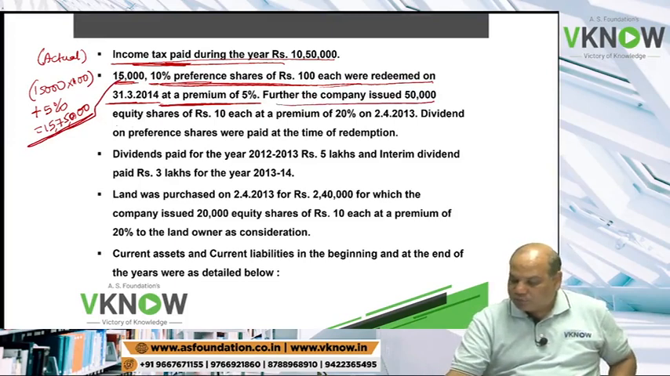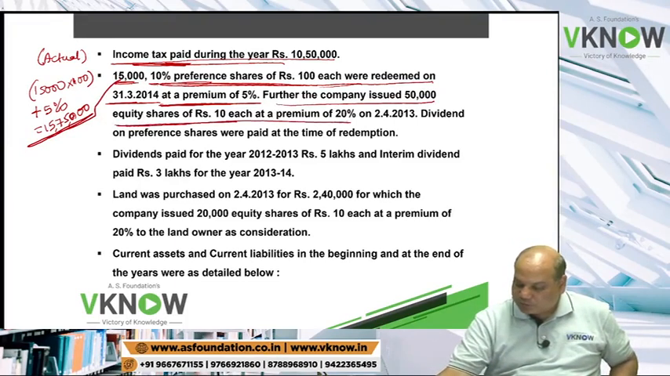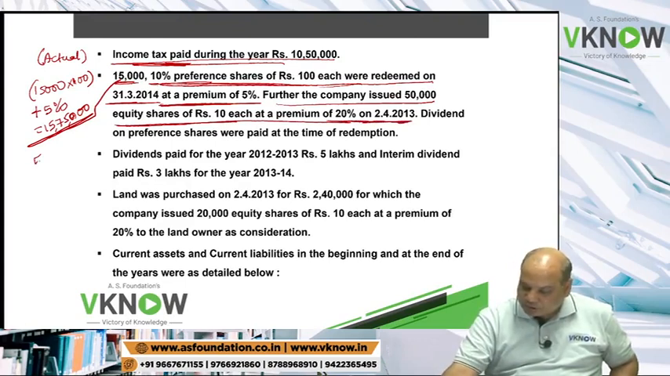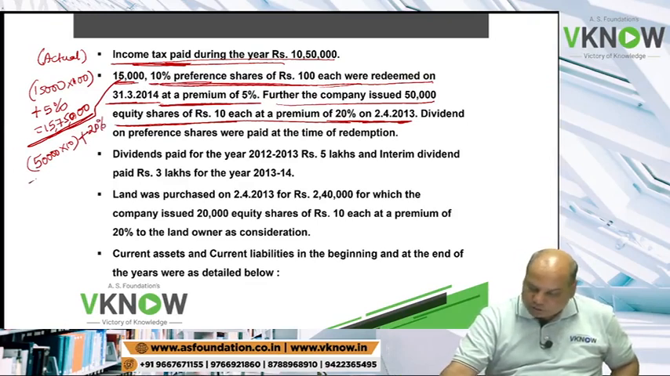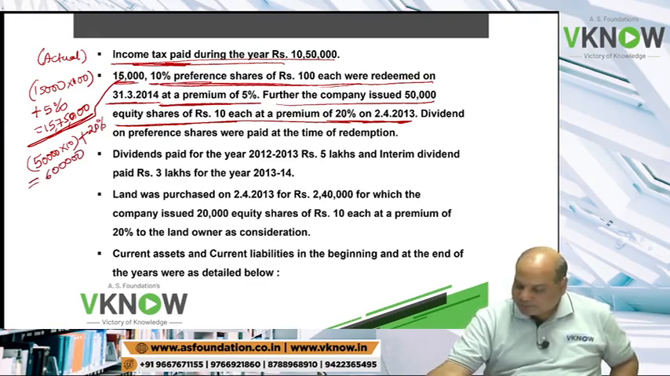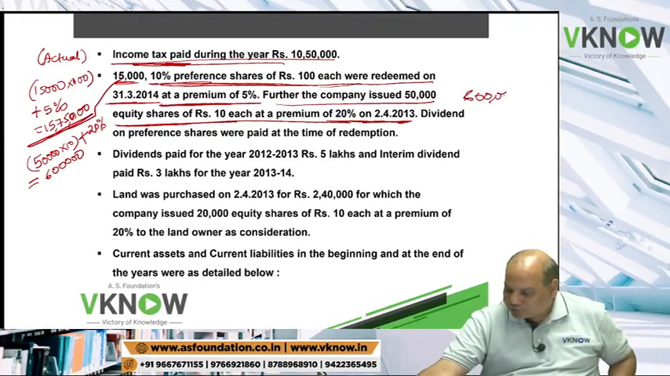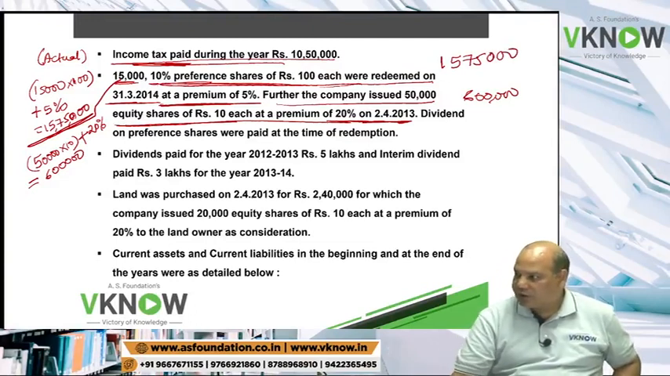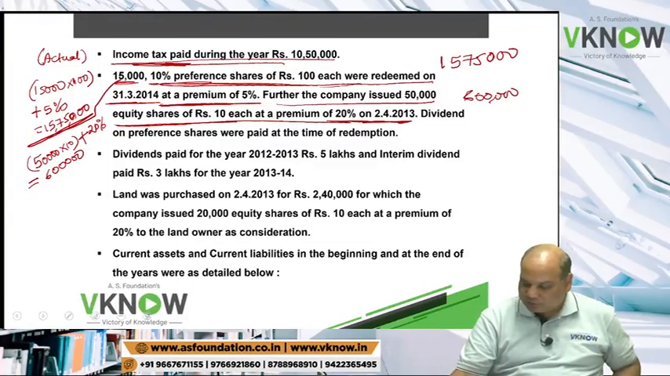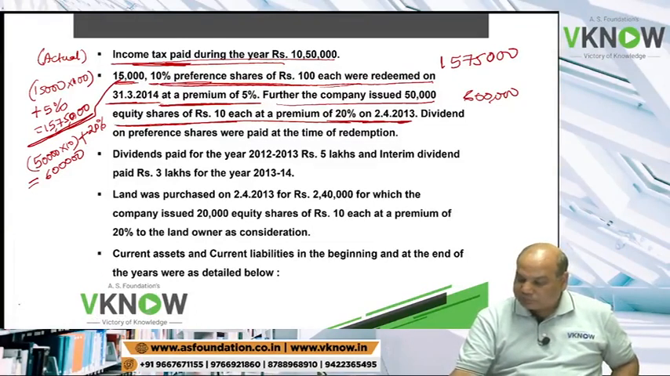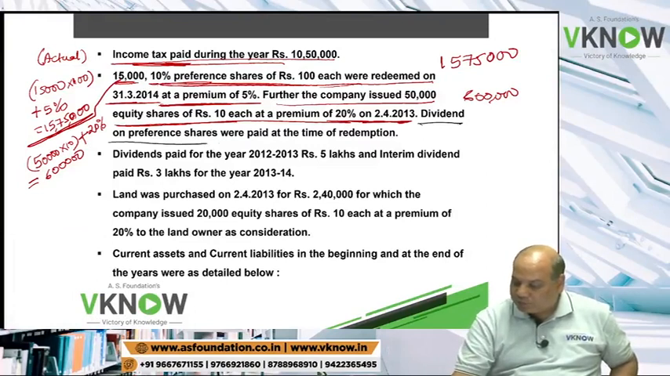Further, the company issued 50,000 equity shares of rupees 10 each at a premium of 20% on 2nd April 2013. So the company has issued equity shares 50,000 into 10 plus 20% premium. So equity share issued 6 lakh. Preference share redeemed 15 lakh 75,000. Next point, dividend on preference shares were paid at the time of redemption.